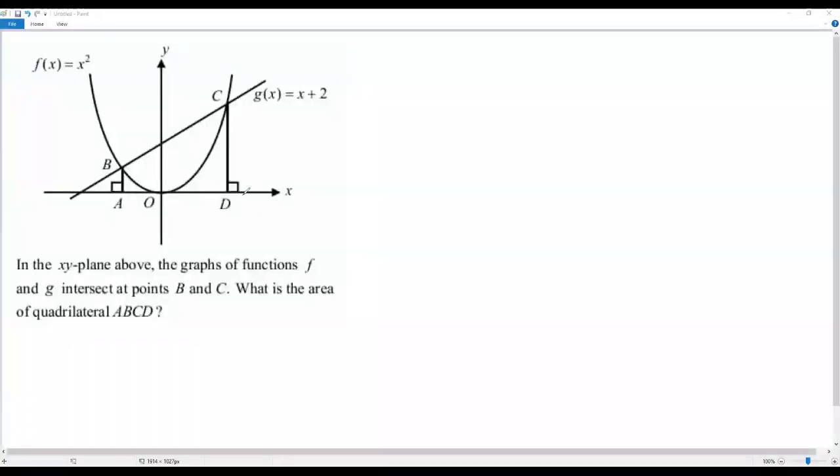Here we have a set math problem. Okay, let's go to the question. In the xy plane above, the graphs of functions f and g intersect at points B and C. What is the area of quadrilateral ABCD? So here we have to find the area of this quadrilateral ABCD.